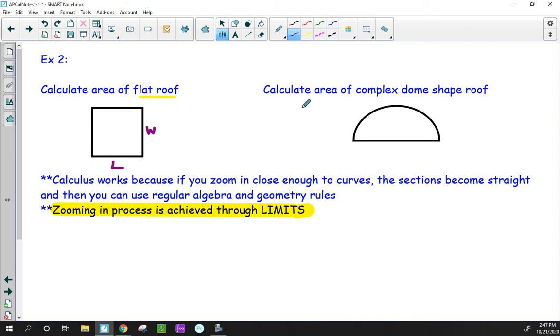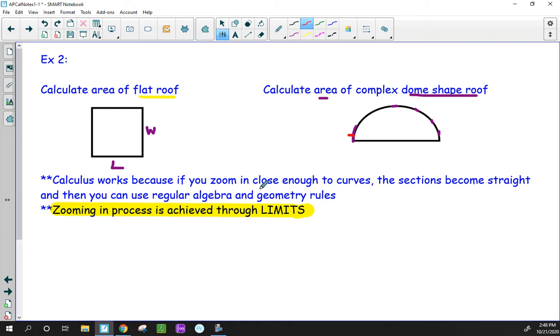Well, if I'm calculating the area of a complex shape like a dome, then this steepness is different than this one, and this one, and this point, and so on. And so this would require me to do a little bit more mathematical formula to figure out the actual area for that. So calculus basically works because your job, one of your jobs this year, is learning how you can take curves and zoom in on one location at a time.